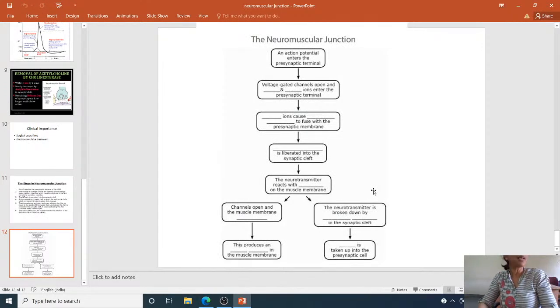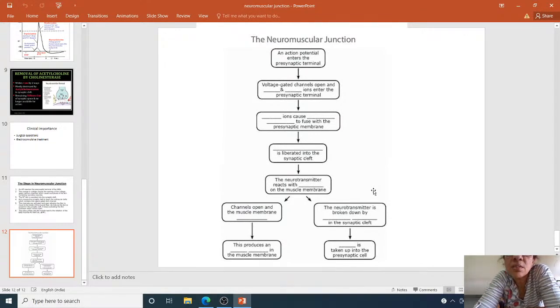Next, if you can answer all this, I found this on the net. If you can answer all this, that means you have understood the neuromuscular junction. If it was a Google Meet, I would have asked you. So now, an action potential is entering the presynaptic terminal. Voltage-gated channels open, and what ions will enter the presynaptic terminal? Calcium ions enter the presynaptic terminal.